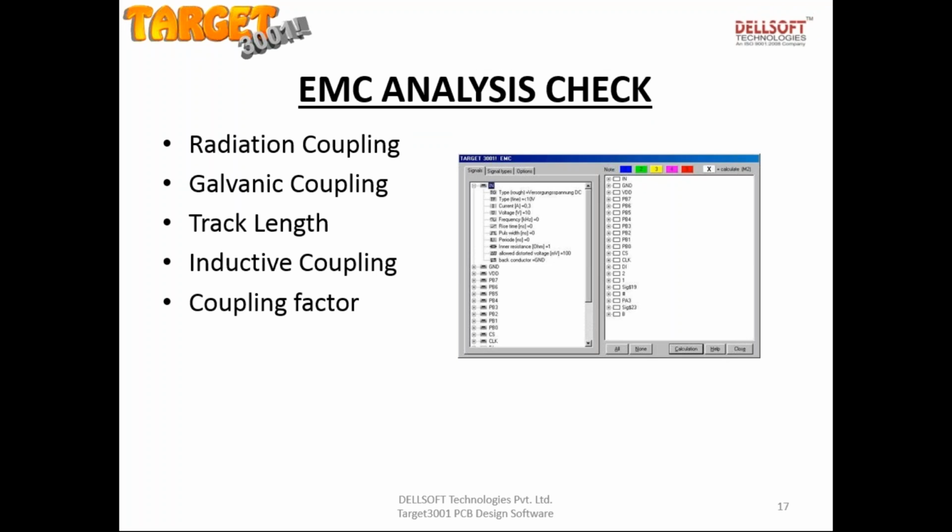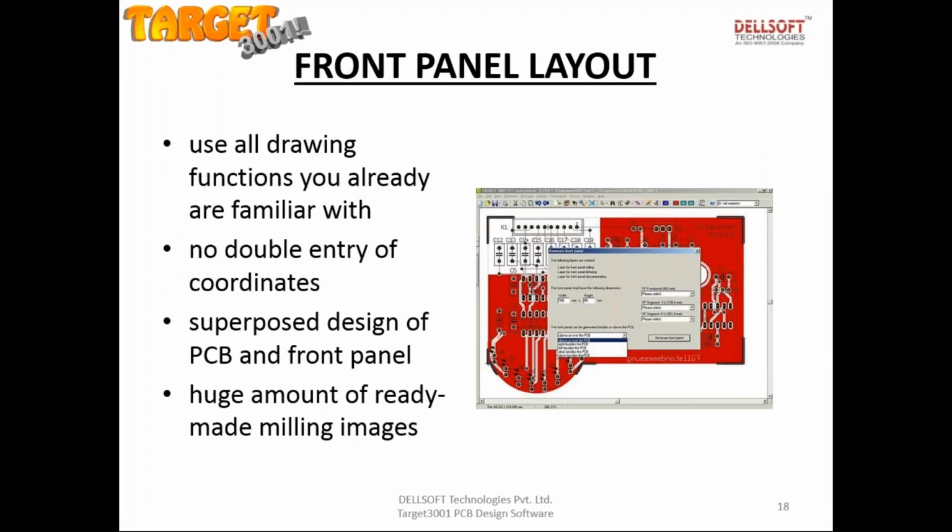After the 3D view, you can check EMC analysis, electromagnetic analysis of the circuit. It has also some parameters like radiation coupling, galvanic coupling, track length, inductive coupling, and coupling factors. So after the PCB layout, you can create the front panel layout also. For any circuit, you need the front panel. And there are some buttons, direct buttons given there. You just have to set the parameters and you create the front panel layout.